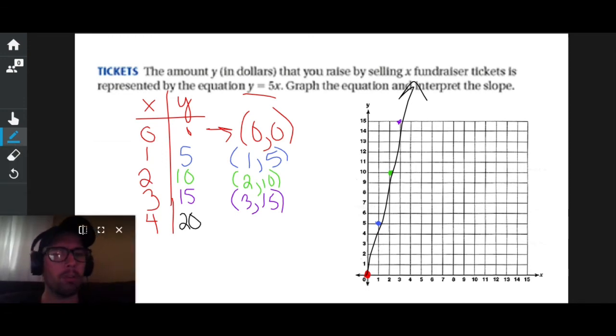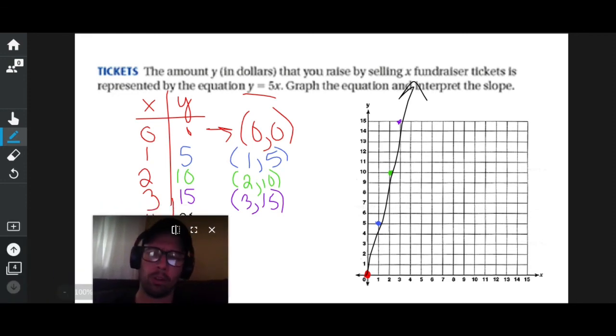So that's proportional relationships. Proportional relationships is you're going to just have or graph a straight line that goes through 0, 0. And it usually involves a rate of some kind. Miles per hour, gallons per minute. In this case, what am I doing? Dollars per ticket is what I'm doing.